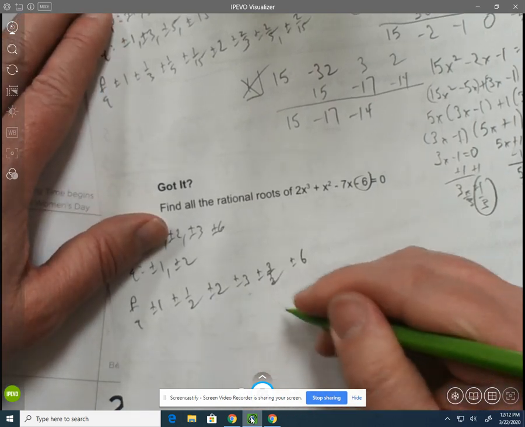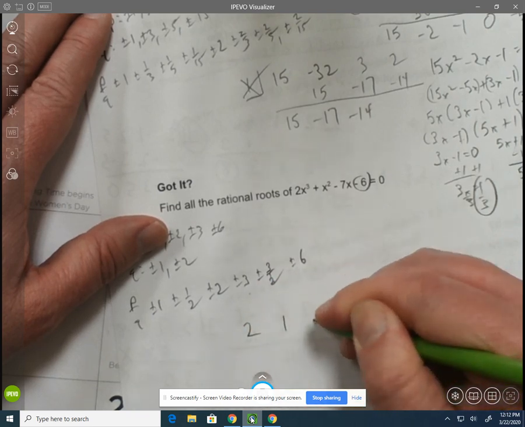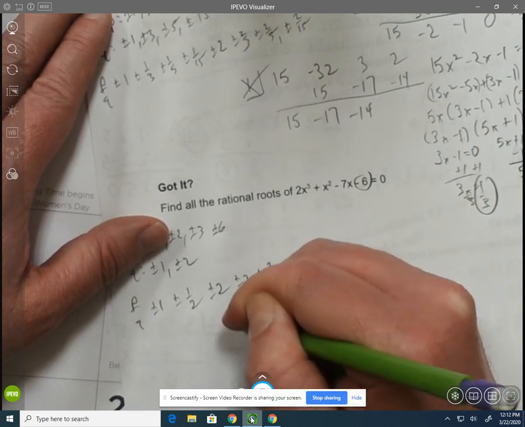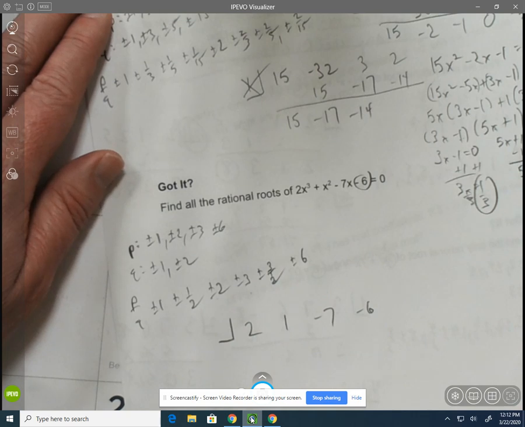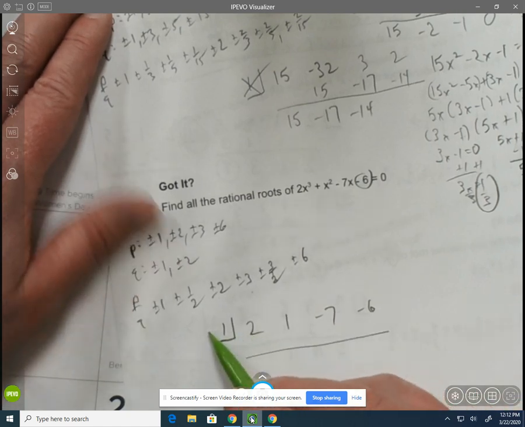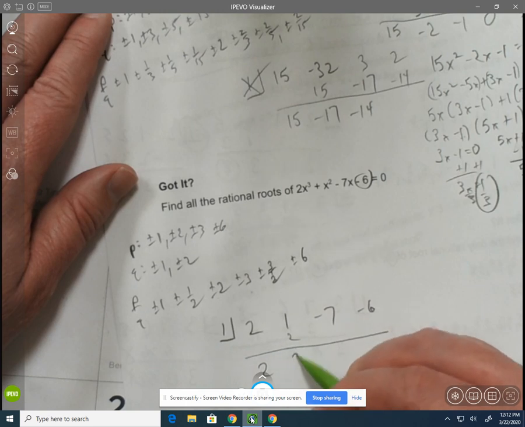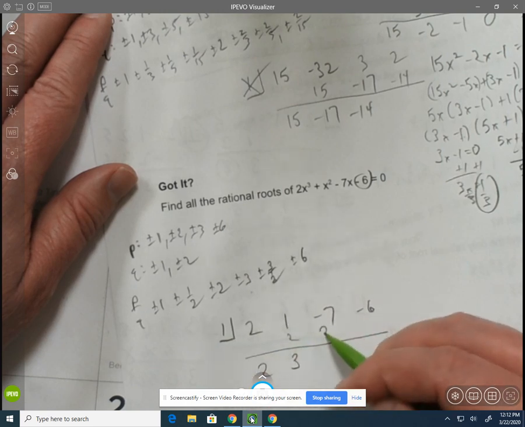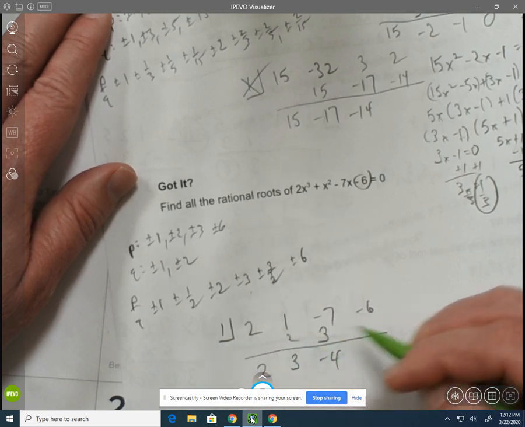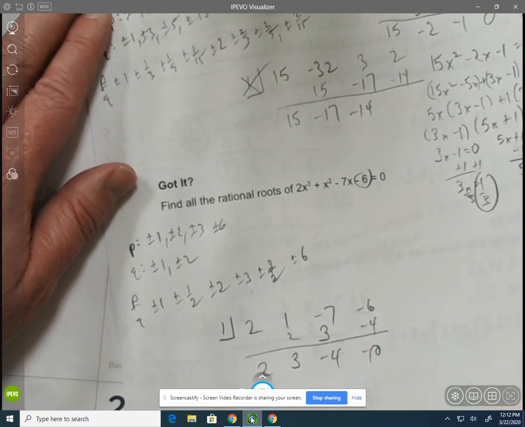So synthetic division, 2, 1, negative 7, negative 6. Anybody feeling lucky? I'm just going to go in order with my whole numbers here. I'm going to try 1. Add, multiply, add, multiply, add, multiply, and add. Nope, it's not 1.